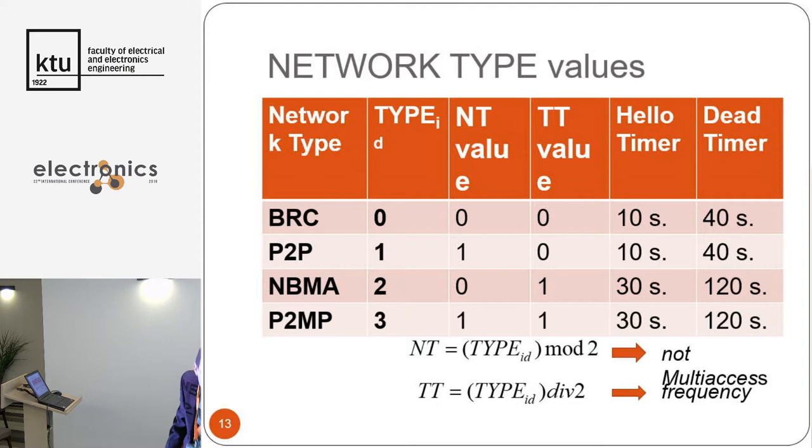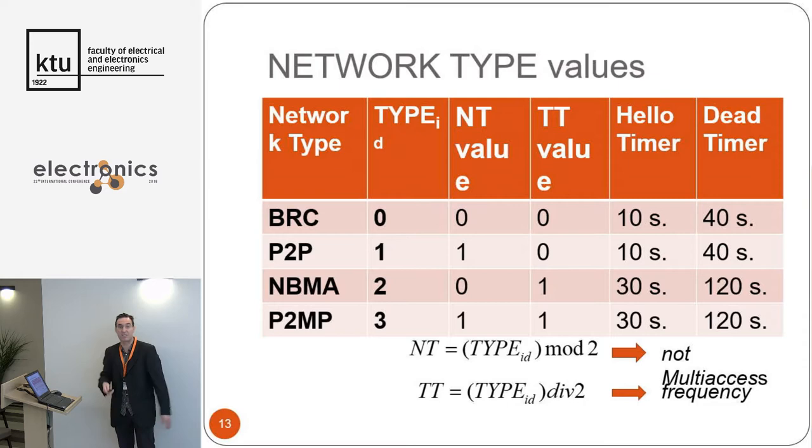This gives the value zero for the first two networks and the value one for the last two networks. That means that the hello and dead timers are different depending on whether the TT value is 0 or 1. For broadcast and point-to-point networks, the hello time is 10 seconds and the dead time is 4 times that value. For the other two types of networks, the hello timer is 30 seconds. With these variables, we are able to adjust each kind of network to its timer values and to distinguish between multi-access networks and non-multi-access networks.